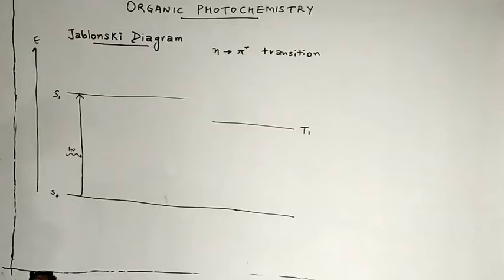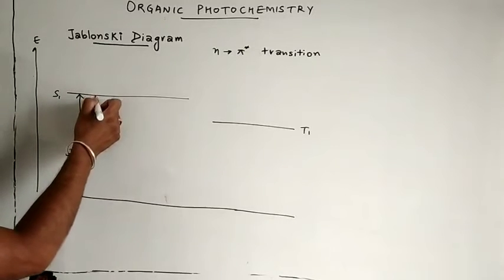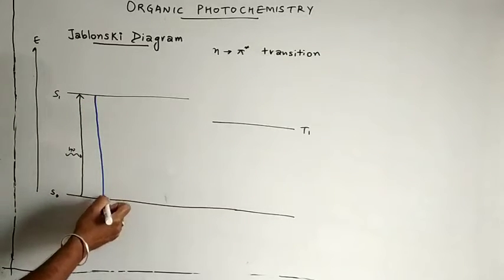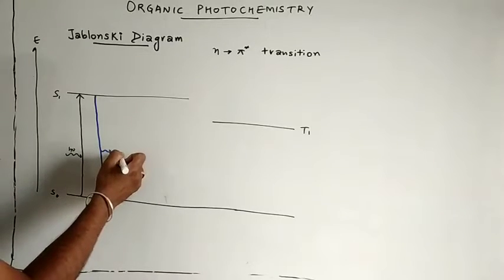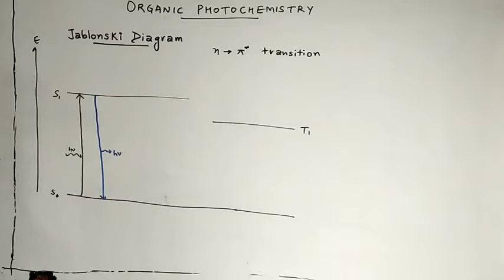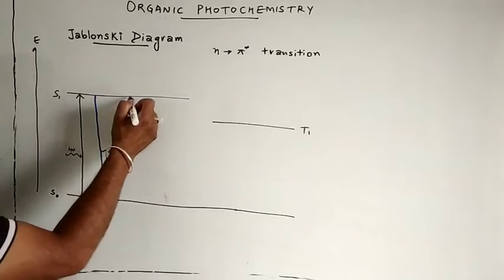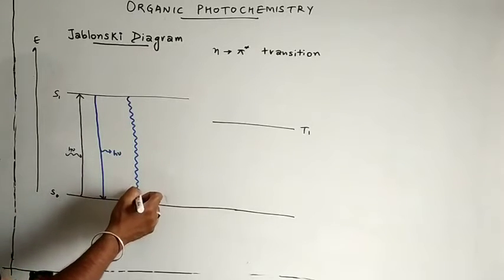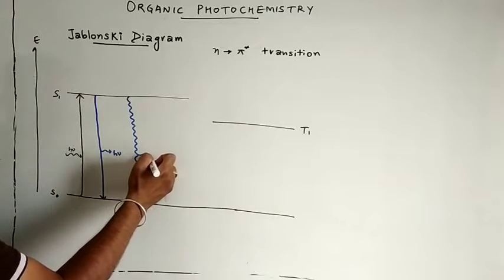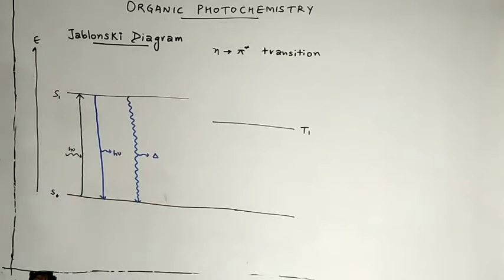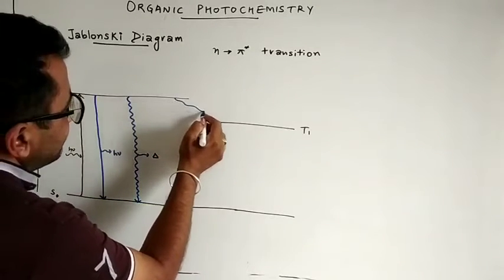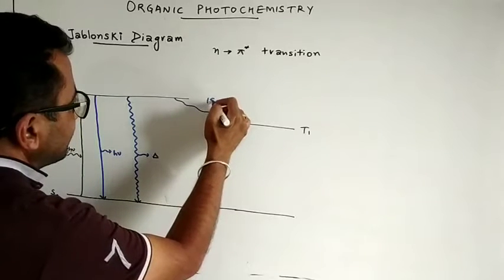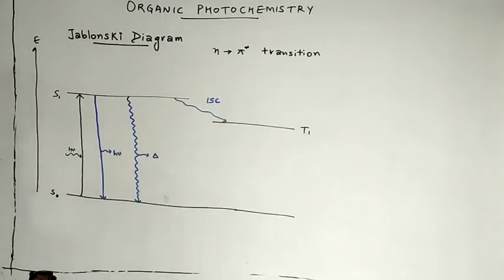Now it will come back through various pathways. It may come directly from S1 to S0 by emitting a radiation. And the second possibility is it may move from S1 to S0 by internal conversion, emitting heat. Energy is emitted in the form of heat. It may move from S1 to T1. This is called ISC, intersystem crossing.